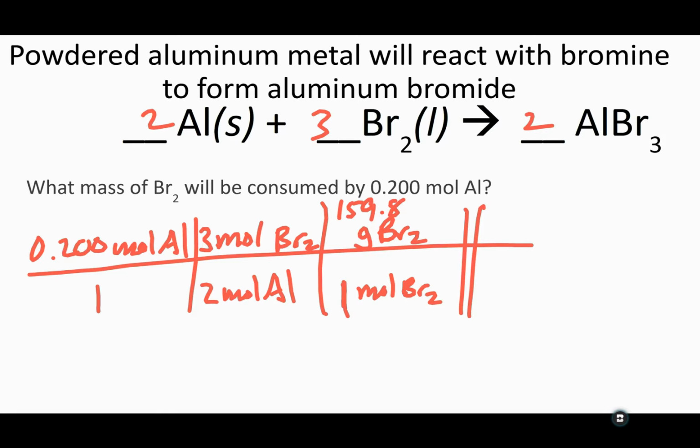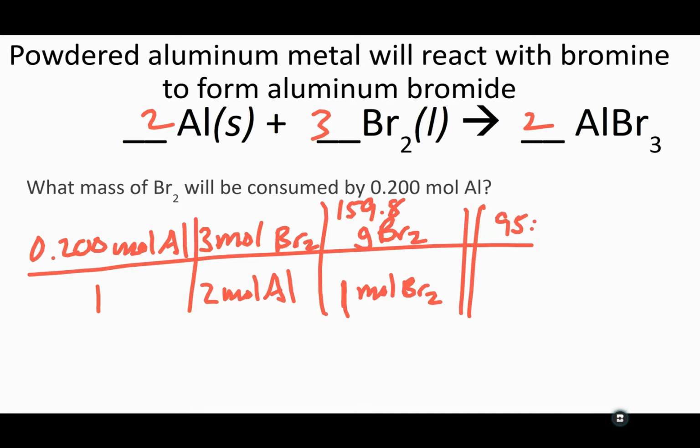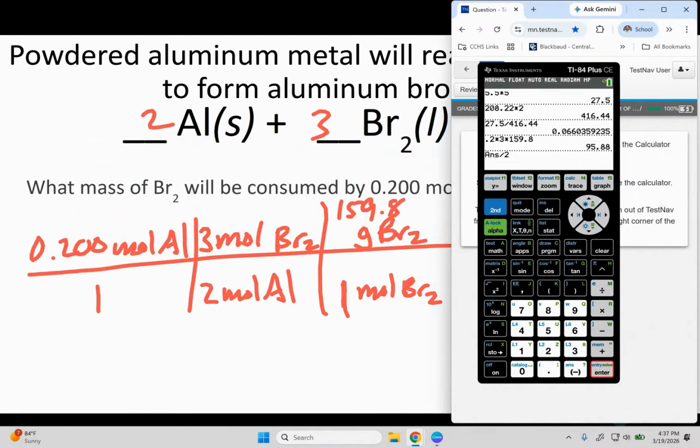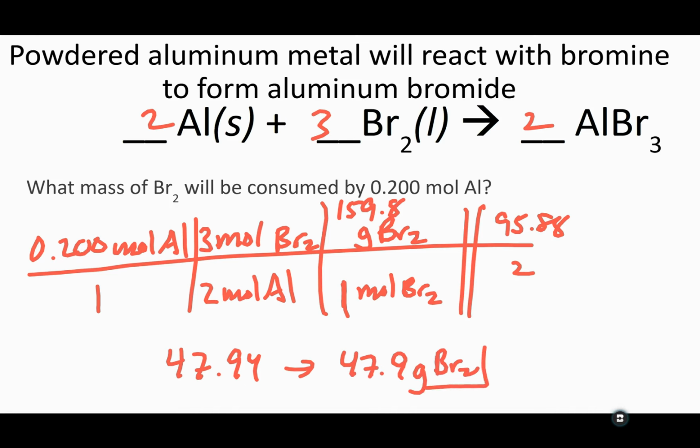79.9 times 2, which is 159.8. So I'm going to multiply my numerator, 0.2 times 3 times 159.8, 95.88 divided by 2, 47.94, or with 3 sig figs, 47.9 grams of Br2. That was moles to grams, and that's 3 steps.